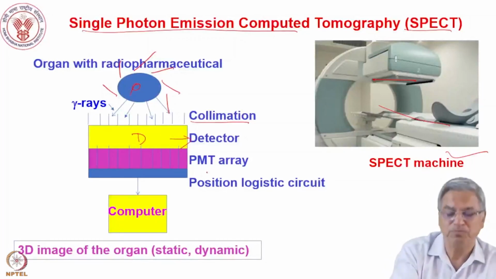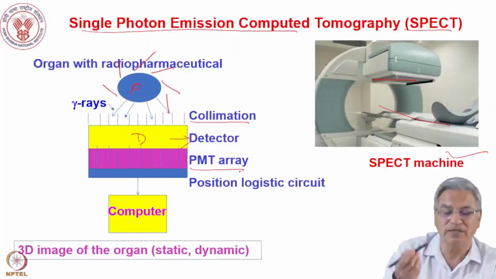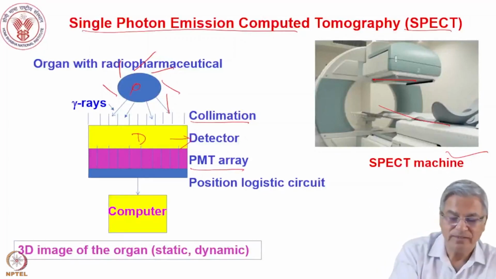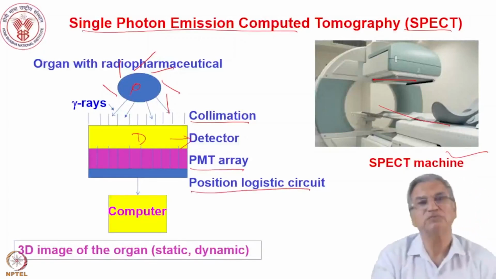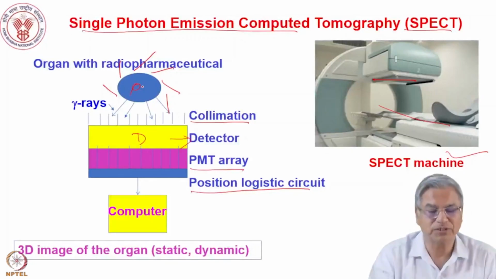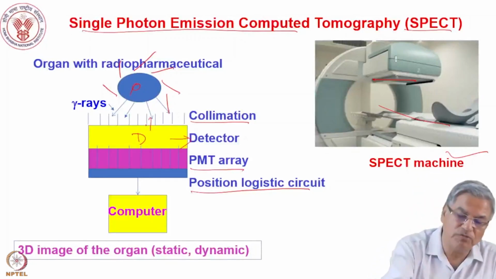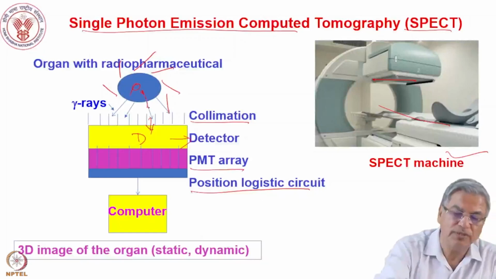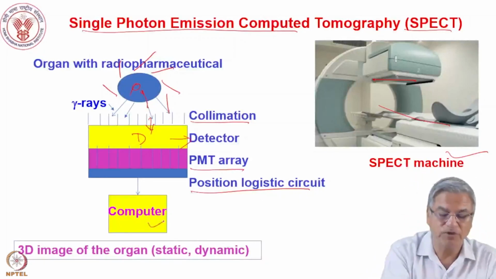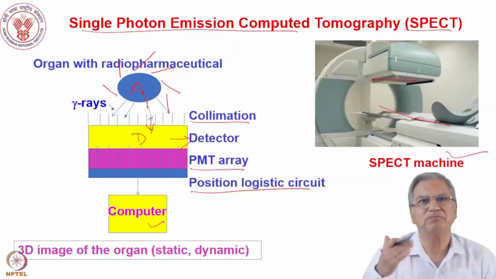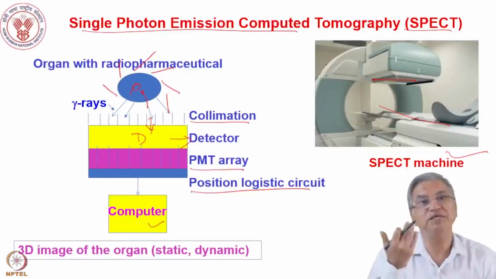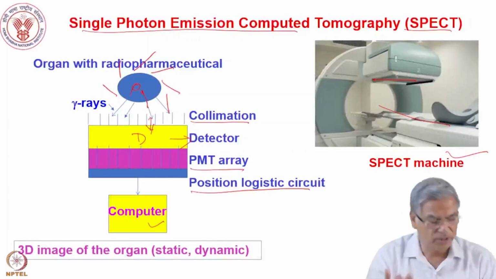And there are PMT photomultiplier tubes to convert the signal, the photons converted into electrons at a PMT, and then there is a position sensitive circuit to identify from which place in the organ the particular gamma ray has come. For example, this collimation will give you this particular position. So we can see the organ, and you can construct the image with the help of a computer. So that is the principle behind the SPECT. It essentially gives you the 3D image of the organ, in static or in dynamic.